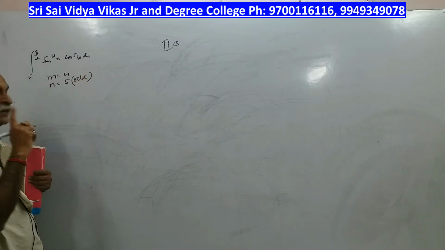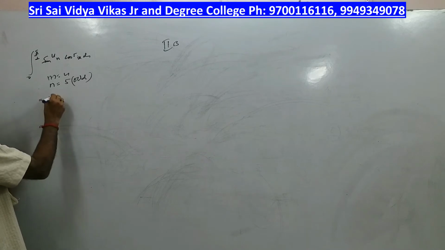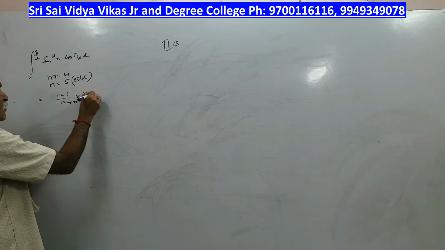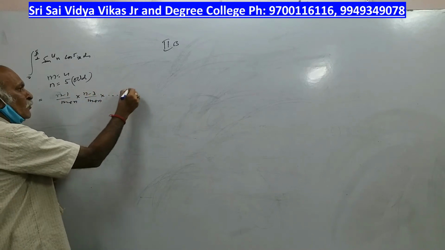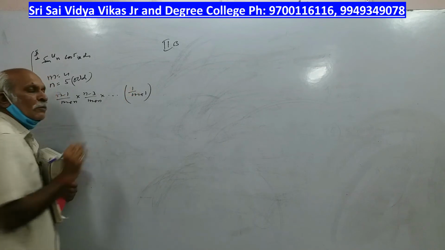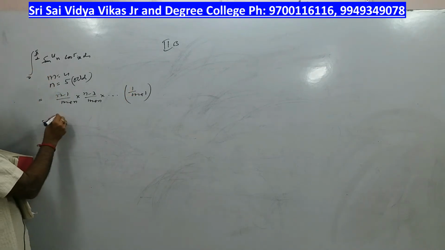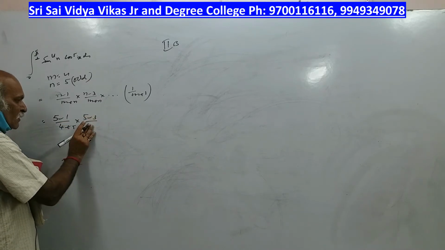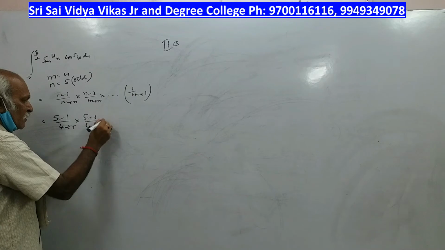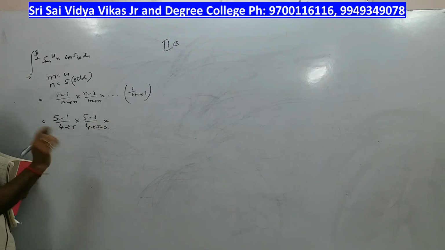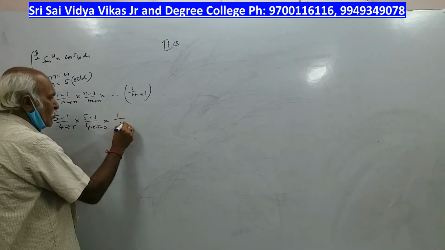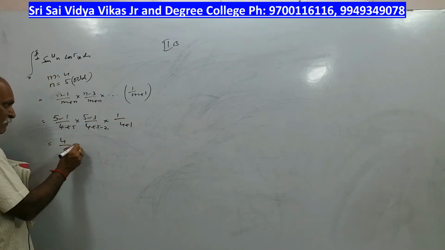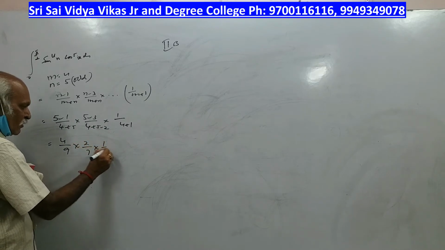Once you get odd, you have to write the first formula. What is the first formula? n minus 1 by m plus n into n minus 3 by m plus n, and so on, 1 by m plus 1. This formula you have to remember. So here 5 minus 1 by 4 plus 5, 5 minus 3 by 4 plus 5, into, next one is what, sir? 5 minus 5, 0 it becomes. So what do we write? 1 by m plus 1 means 4 plus 1. So wherever this becomes 0 or negative, you have to stop there. So 4 by 9, 2 by 7, 1 by 5.